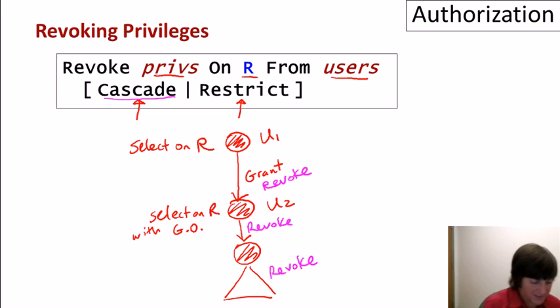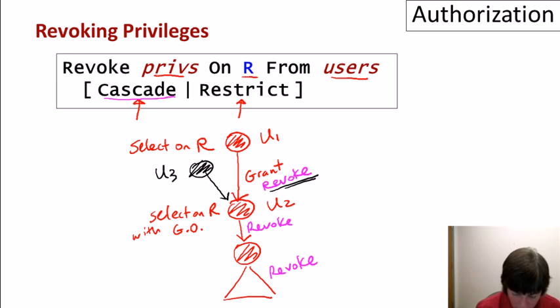However, we have to be a little bit careful because it's possible that, say, U2 was granted the select privilege by a separate user, I guess we'll call this one U3, who also granted exactly the same privilege, and in that case, if U1 does the revoke, we don't want to revoke U2's privilege because U2 got it from another source. So technically what Cascade says is that when we revoke a privilege, we revoke any privileges transitively when they weren't also granted by another source.